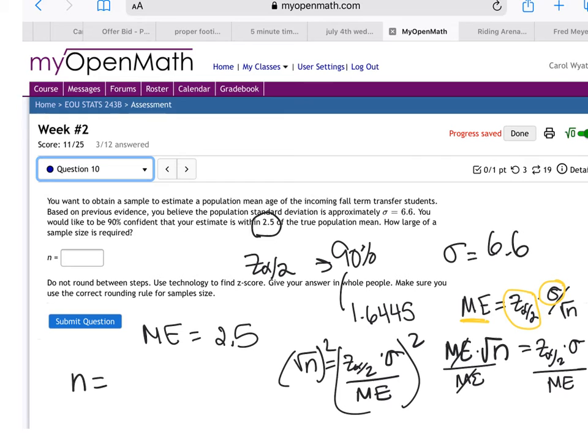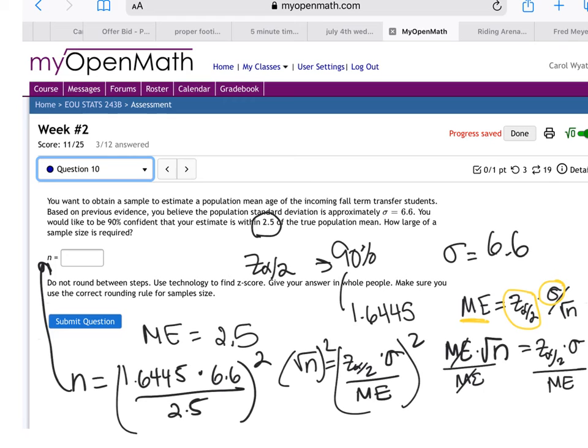So the number I'm looking for, my z alpha over 2 number, which is 1.6445, times 6.6, divided by that 2.5, everything squared. Plug that into my calculator and put it here, and I should have everything good.